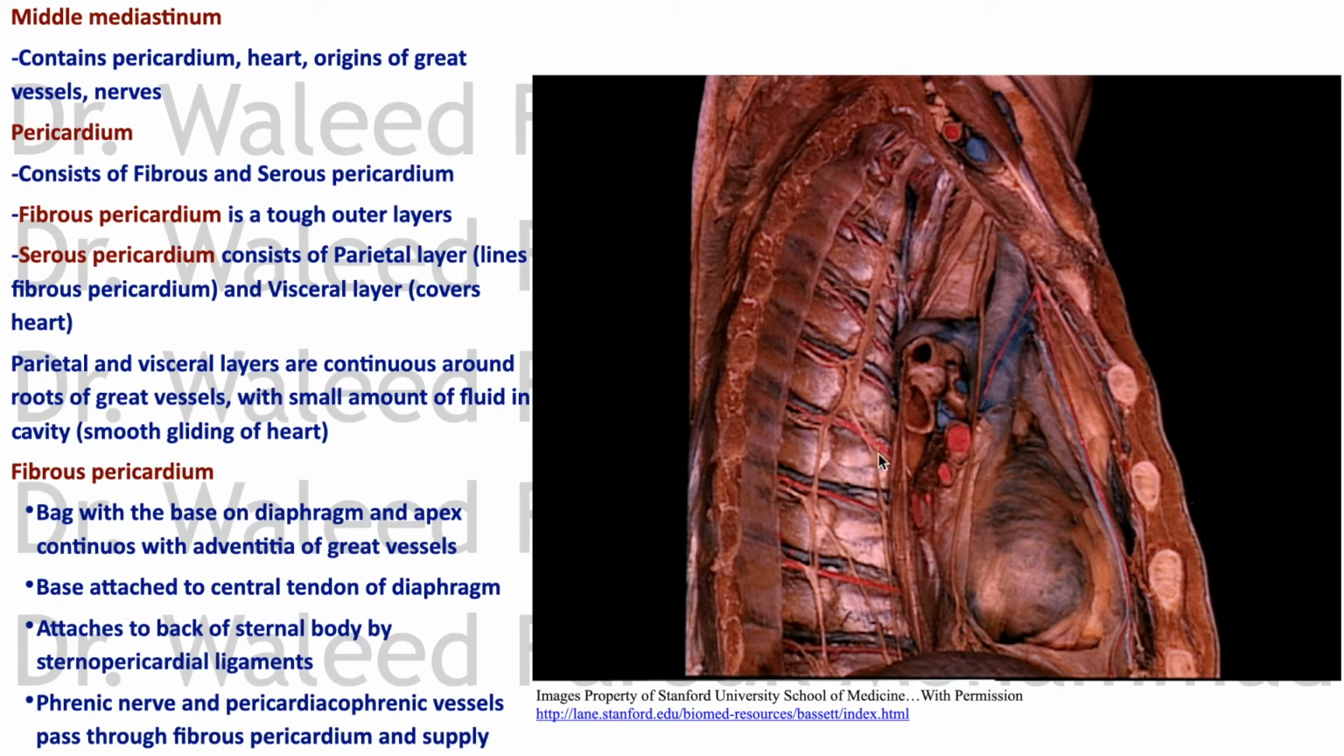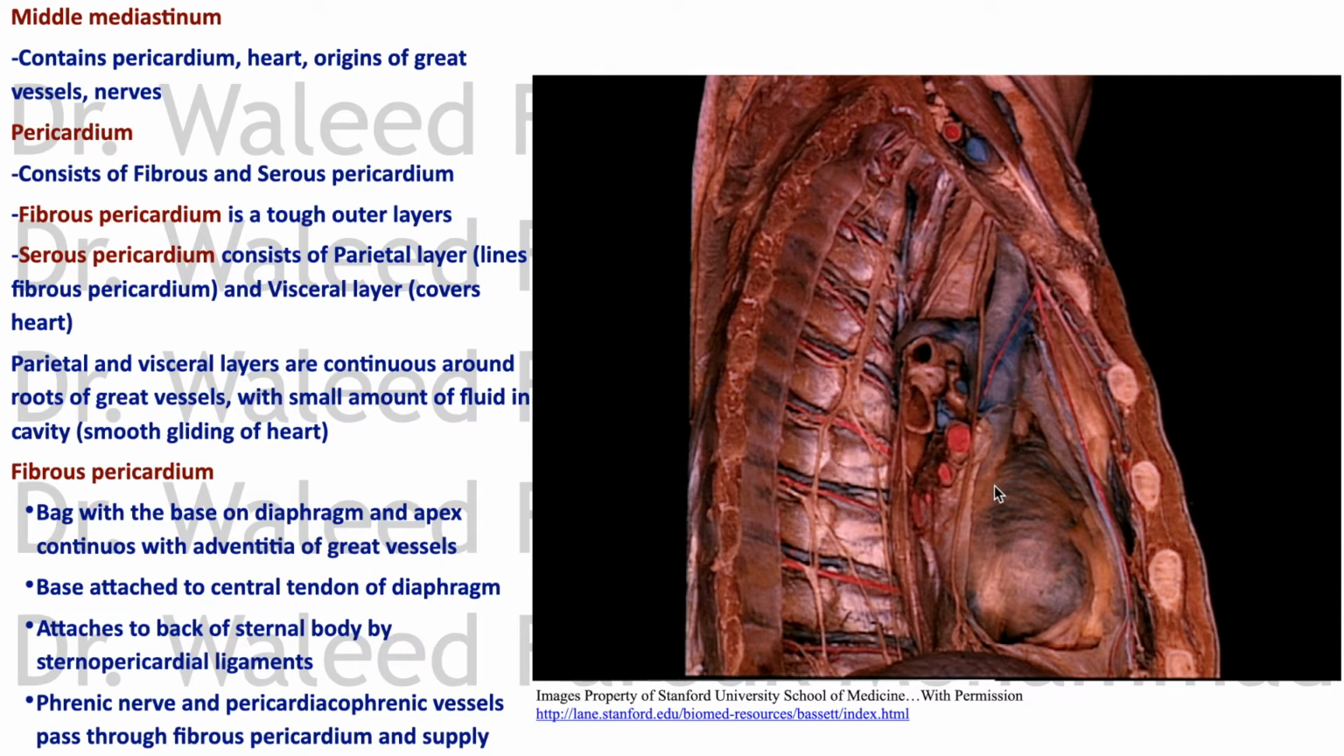Now the middle mediastinum, which is the main issue, we'll be talking about the heart here. It has the pericardium, the heart, and the origins of the great vessels. So the ascending thoracic aorta and the beginning of the pulmonary trunk are counted as contents of the middle mediastinum, while the rest belong to the superior mediastinum.